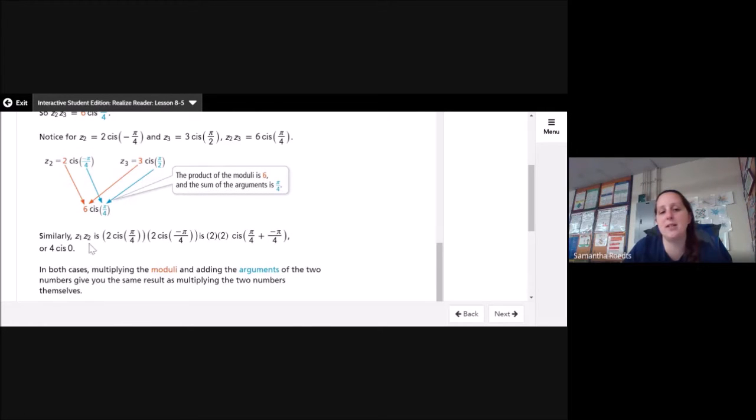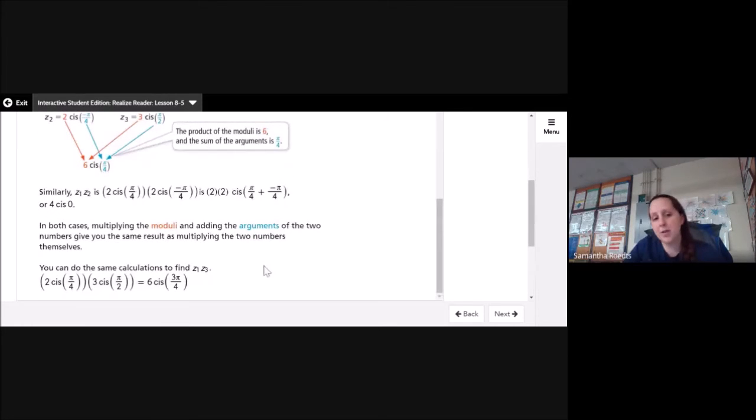Similarly, z sub 1 z sub 2 is 2 cis pi over 4 times 2 cis negative pi over 4, which is 2 times 2, and then pi over 4 plus negative pi over 4 is 0. In both cases, multiplying the moduli and adding the arguments of the 2 numbers give you the same result as multiplying the 2 numbers themselves. You can do the same calculations to find z sub 1 z sub 3. So that's 2 cis pi over 4 times 3 cis pi over 2. 2 times 3 is 6. Pi over 4 plus pi over 2 is 3 pi over 4.